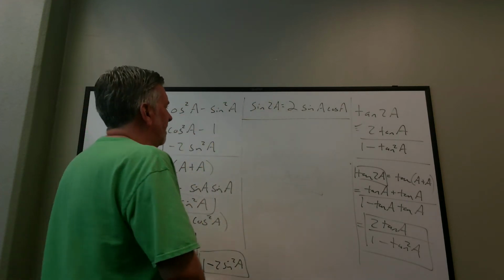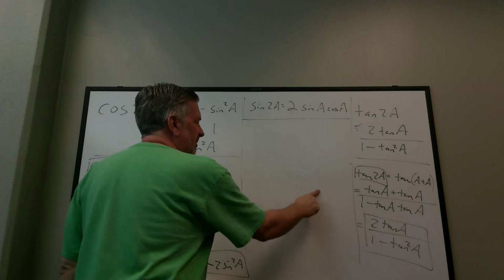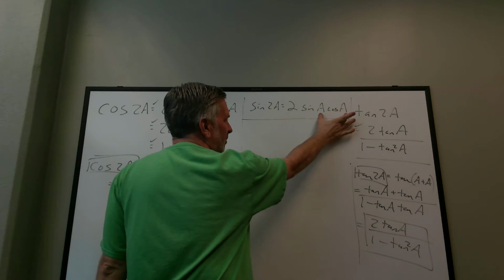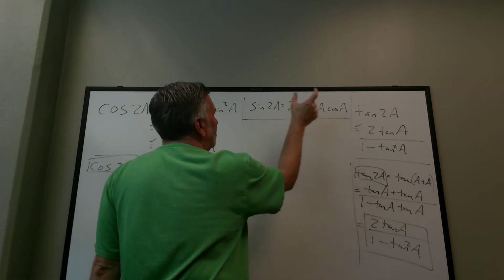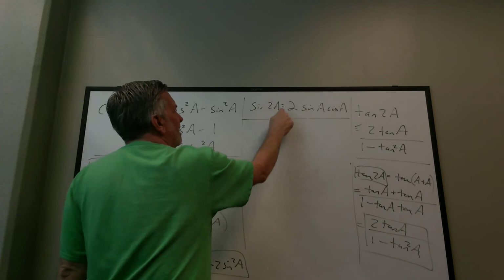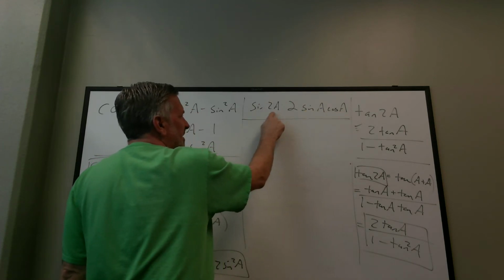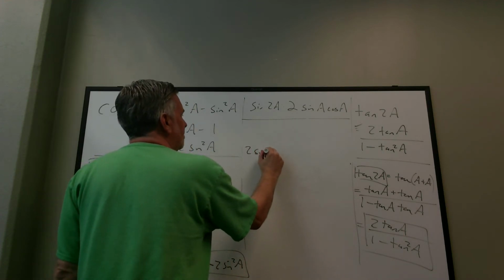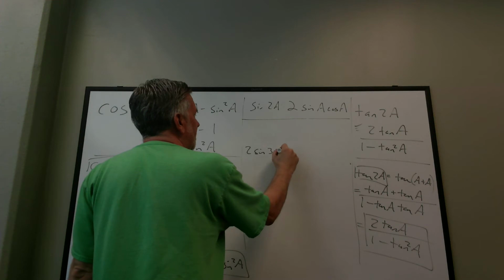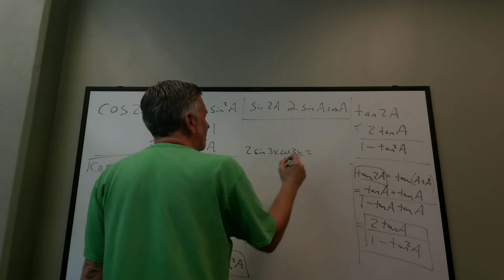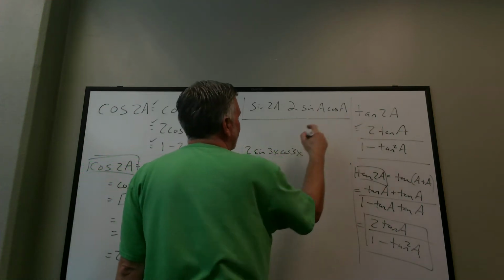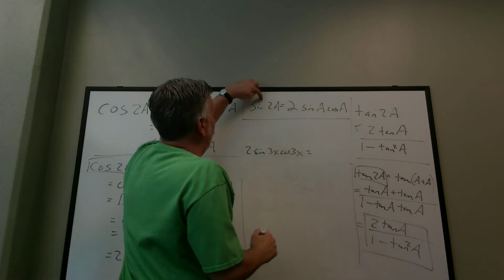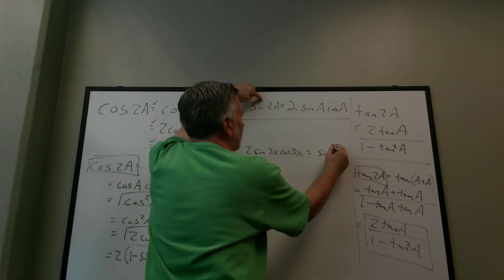Now be careful. You don't always have to have a 2 here. The way I always think of this is whatever angle is here and here have to be the same angle. They're both the same A. Whatever angle's here and here, double it goes here. Whatever angle is here, if you want to go this direction using the identity, half of this angle goes here and here. So for example, if I had 2 sine of 3x cosine of 3x, notice that this looks exactly like that side. The angle is 3x. So if I want to write it like this, that's going to be sine of double the angle, 6x.